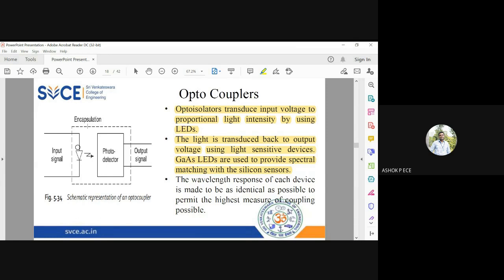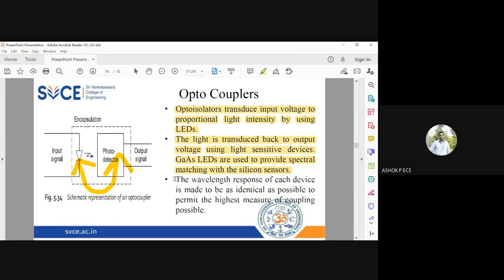Photodetector is made up of silicon, so the wavelength of operation of the LED and the detector should be the same. If the LED is emitting light in one color and the PD is working at a different lambda, then the system will collapse. It will not work. So these two, the source and the detector, should be working at the same wavelength. That is the condition you have to have.